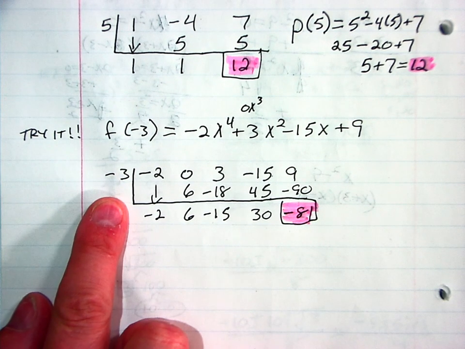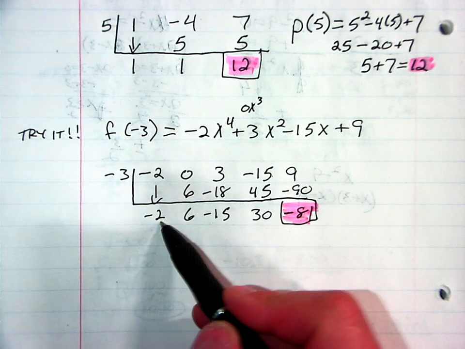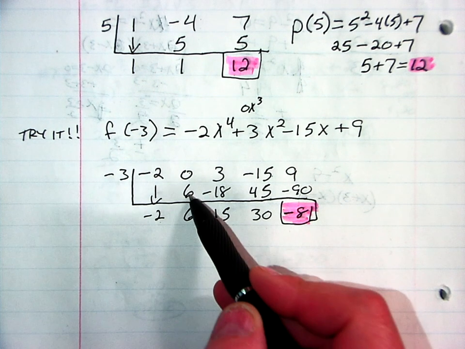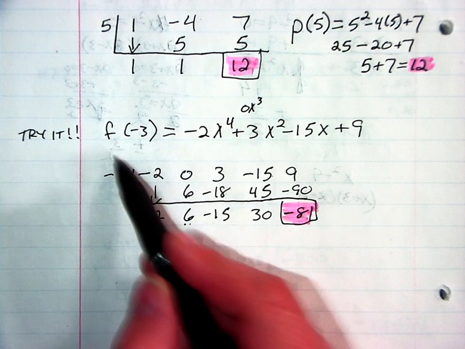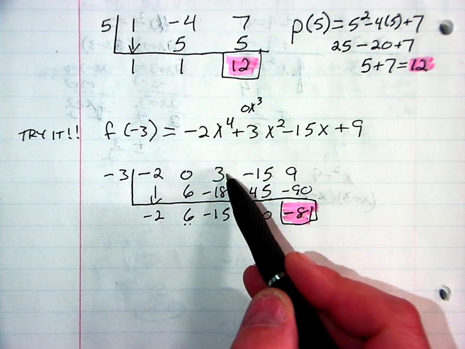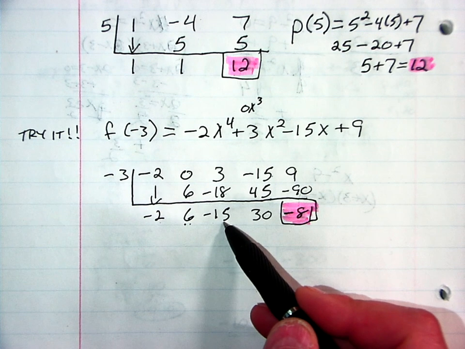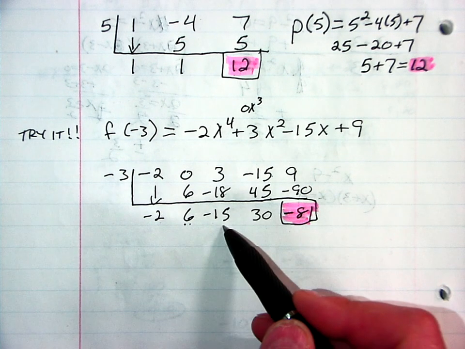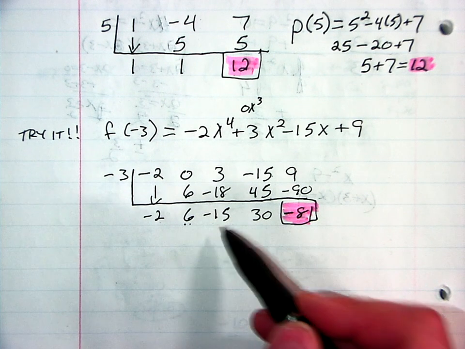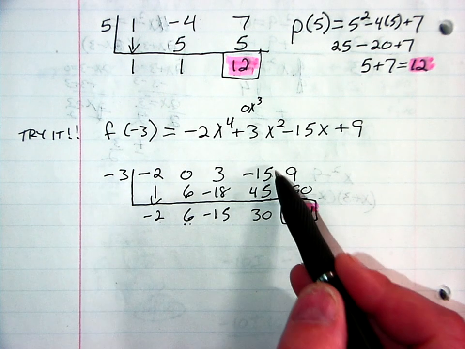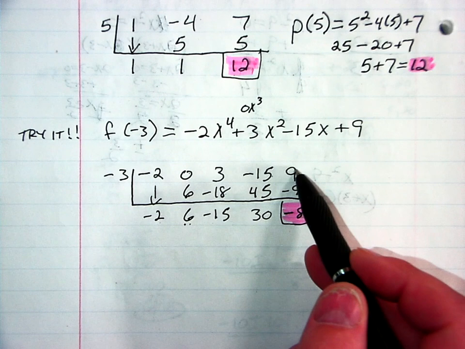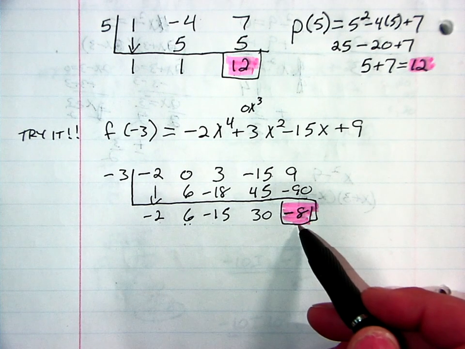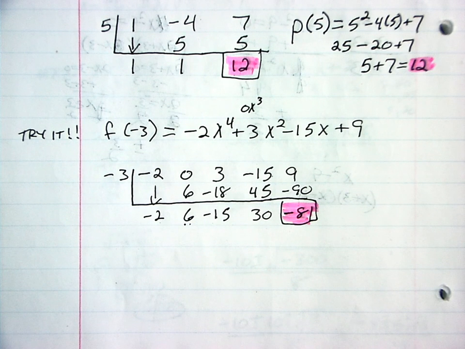Because this number on the outside only multiplies. -3 times -2 is 6. 0 plus 6 is 6. -3 times 6 is -18. 3 minus 18 is -15. -3 times -15 is 45. -15 plus 45 is 30. -3 times 30 is -90. 9 minus 90 is -81. We were just looking for the remainder. That's all it wanted to know.